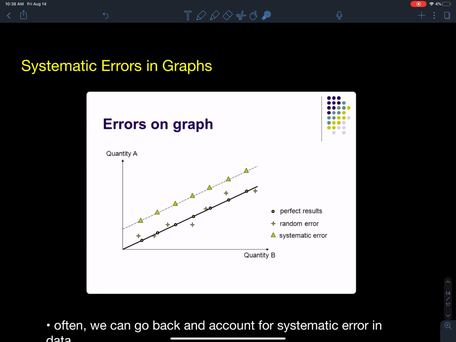Okay, these dots here, which we're going to learn a bit later, are usually what you'll also see in your experiment, and that's due to random errors, okay, not being precise or accurate in your measurements. We'll talk about that in a second.